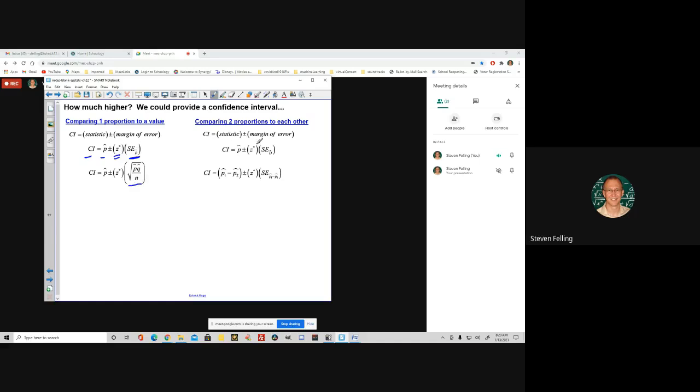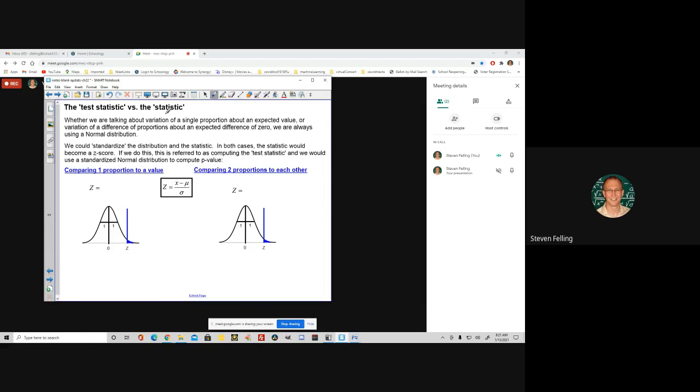There's really no difference here. It's still p hat. There's actually an error in the notes here. This would be d hat, which is the difference between the two, okay? So you could write that as d hat, or p1 hat minus p2 hat. And then the other difference is that we have to use the standard deviation formula here, which is the square root of p1 hat q1 hat over n1 plus p2 hat q2 hat over n2. So we have a different formula here and we have a different statistic.